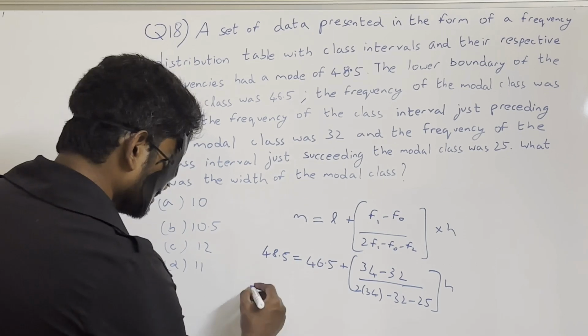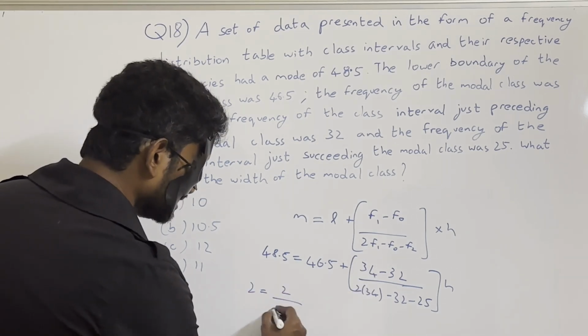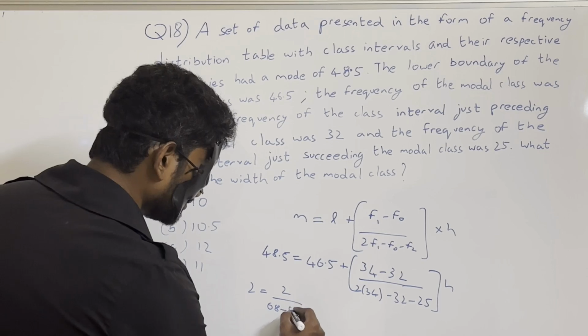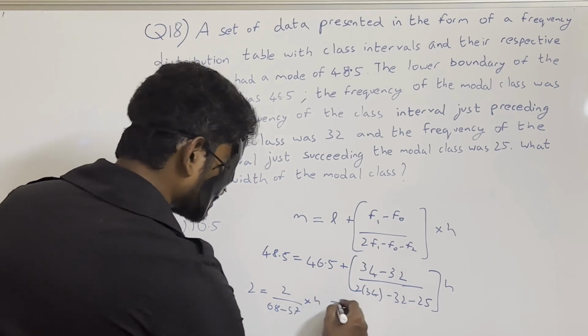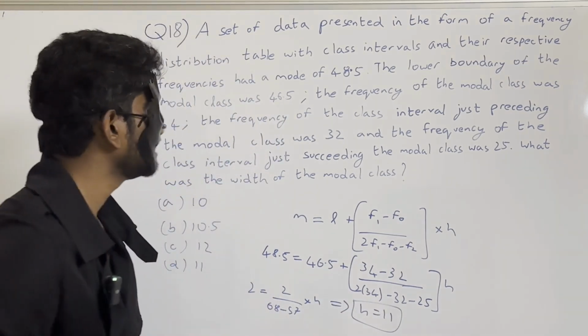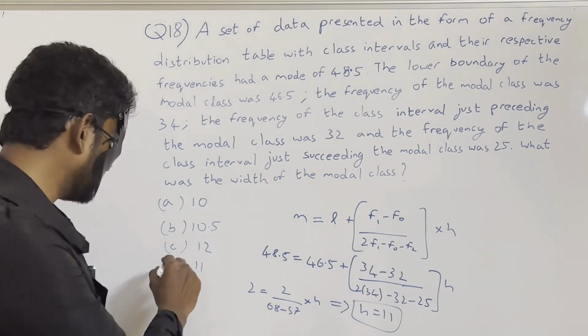So here, 34 minus 32 is nothing but 2, divided by 68 minus 32 minus 25, which is nothing but 57, into h, which implies h is equal to 11. So the width of the modal class is equal to 11. So option D is right.